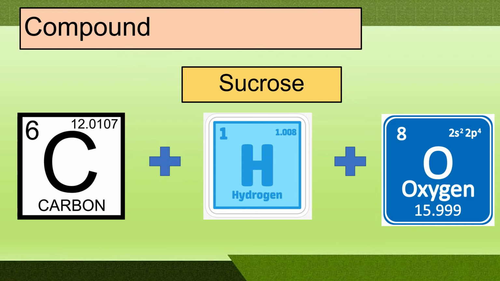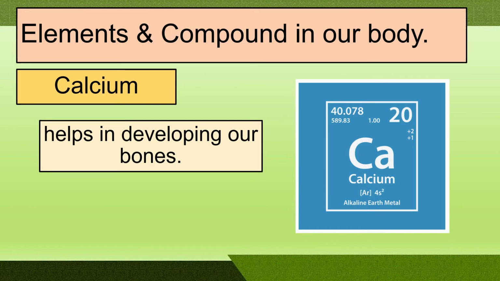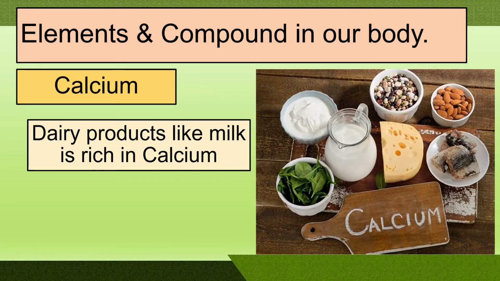Like for example, the element calcium helps us in developing our bones, and also it regulates some of our body parts to function well. We can get calcium from dairy products like cheese, milk, and also in vegetables.